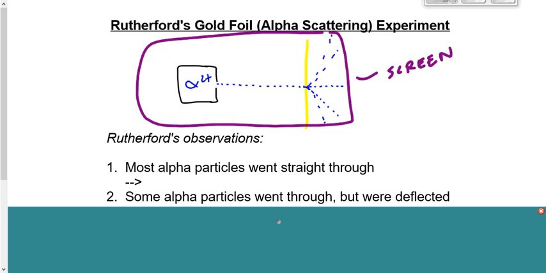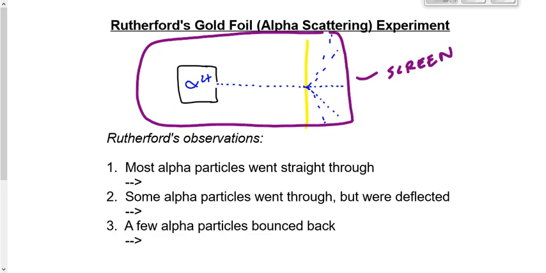They go through. We know they went through because of where they struck the screen, but clearly by where they struck the screen, they didn't go straight through. Some of the alpha particles went straight through, but were deflected. Now, a few of the alpha particles, remember, most of them went straight through. Some of them went through, but were deflected. A few of the alpha particles ended up bouncing back. Not very many at all, but a few of them did bounce back.